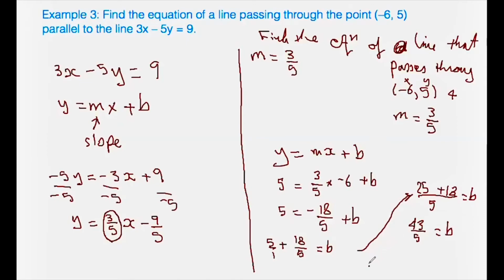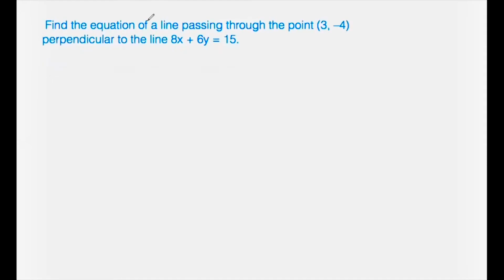Therefore the answer would be y equals 3/5 x plus 43/5. The next thing I will do is finding the equation of a line passing through a point and perpendicular to another line. The question I'm going to do now is find the equation of a line passing through the point 3 and -4 and perpendicular to the line 8x plus 6y equals 15.